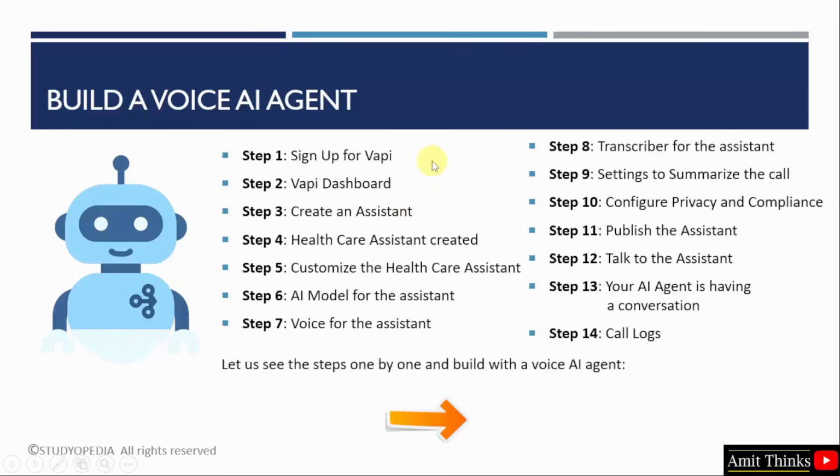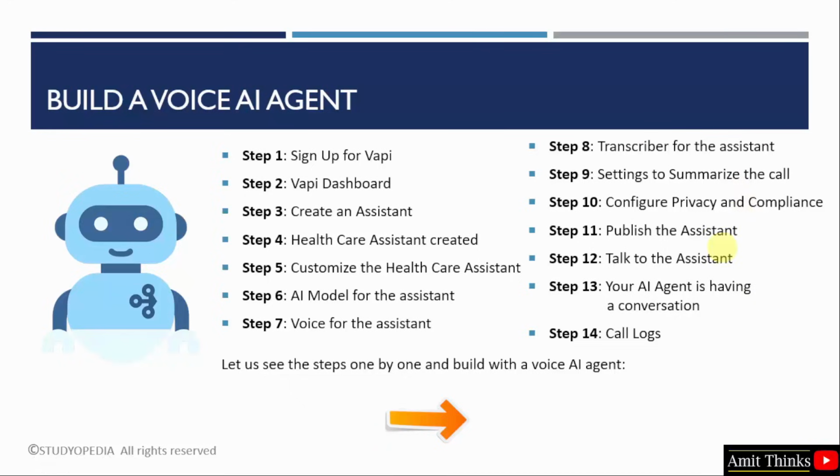First, we will sign up for Vapi and reach the dashboard. After that, we will create an assistant that will be our healthcare assistant. Since we want a customized agent, we will customize our healthcare assistant. We will also see which AI model we can use for the assistant as well as the voice. We will also set the transcriber for the assistant, as well as add an option to summarize the call after the call ends.